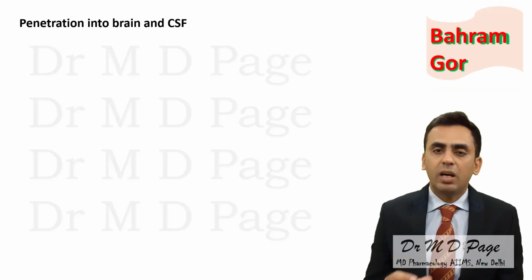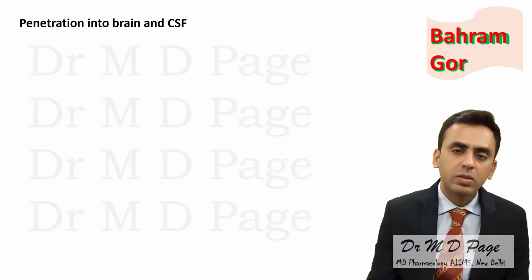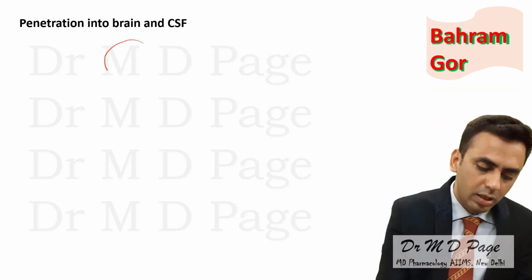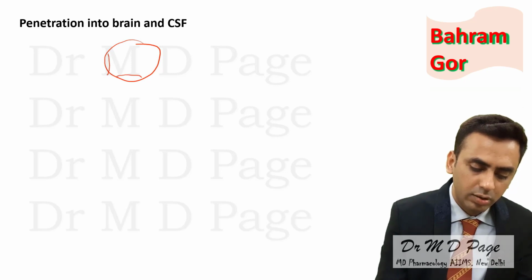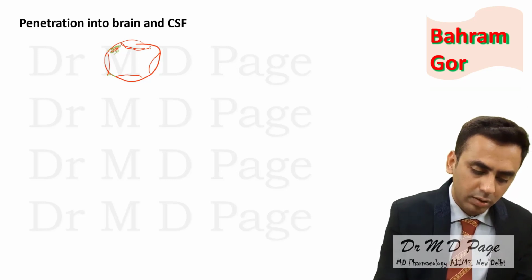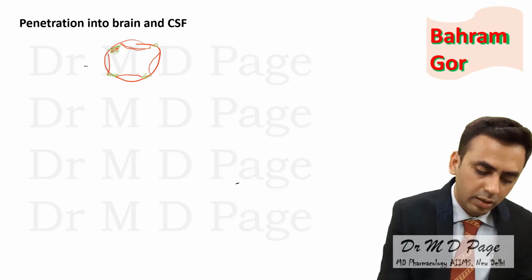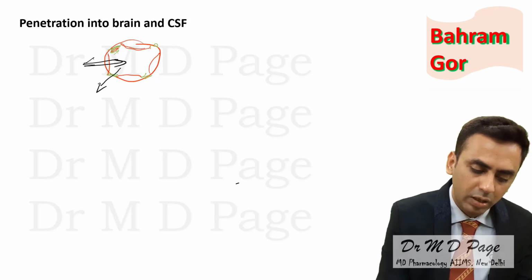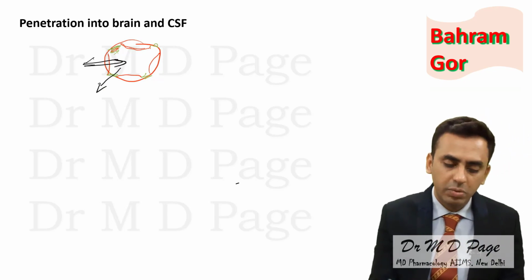Penetration of brain and placenta needs a special mention because it is not as usual as other sites. Consider this is a normal blood vessel outside the brain, outside the CNS. So what will be there? It will be having these paracellular spaces, through which the drug can move. Lipid soluble drugs pass through the cells, or through the paracellular spaces if the drug is lipid insoluble.